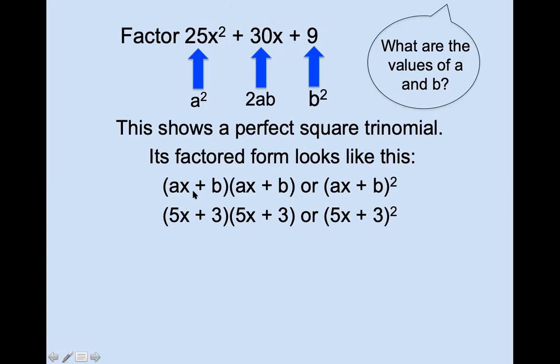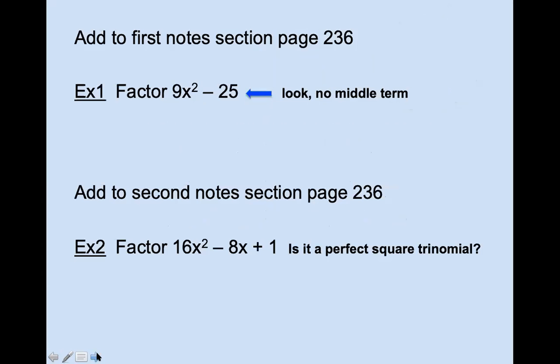In factored form, it looks like this. ax plus b, or combine it and put a squared. In this case, what do we square to get 25x squared? 5x. What do we square to get 9? 3. So 5x plus 3 quantity squared will give us this trinomial. And it's called a perfect square trinomial. All right, please add this example to the first note section on page 236.